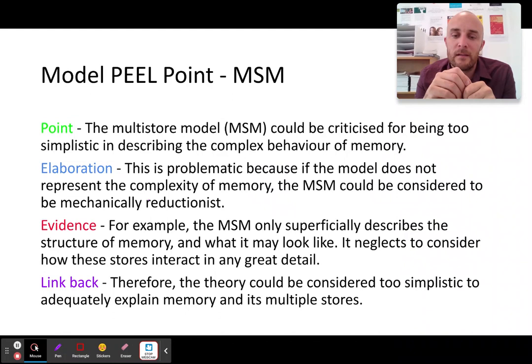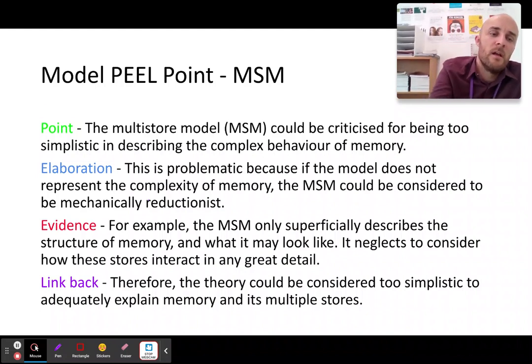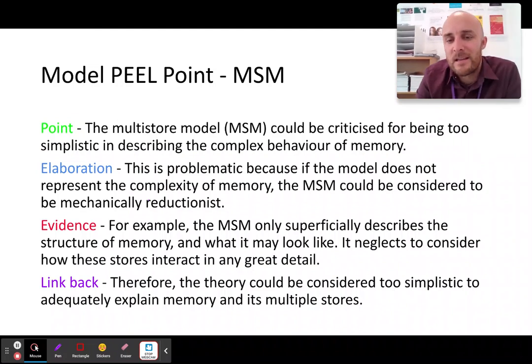So I do have an elaboration just here. Again, I'm hoping you're getting to the point now where you're starting to understand how to peel right. Second year is not about what you write. It really, really is about how you write it. So we need to understand the structure as soon as possible. The point here: the MSM could be criticized for being too simplistic. Boom, done. Now elaborate. Why is that bad?